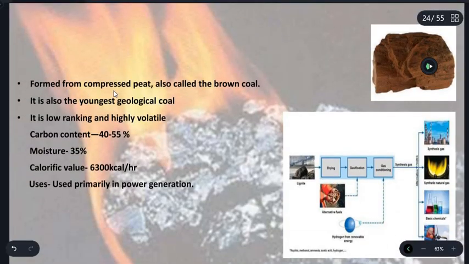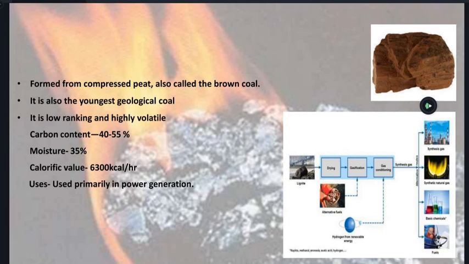It is formed from compressed peat, also called brown peat. It is also called brown coal. And it is also the youngest geological coal. Can anyone tell where major lignite is found? Why is it called the youngest geological coal? Anyone?